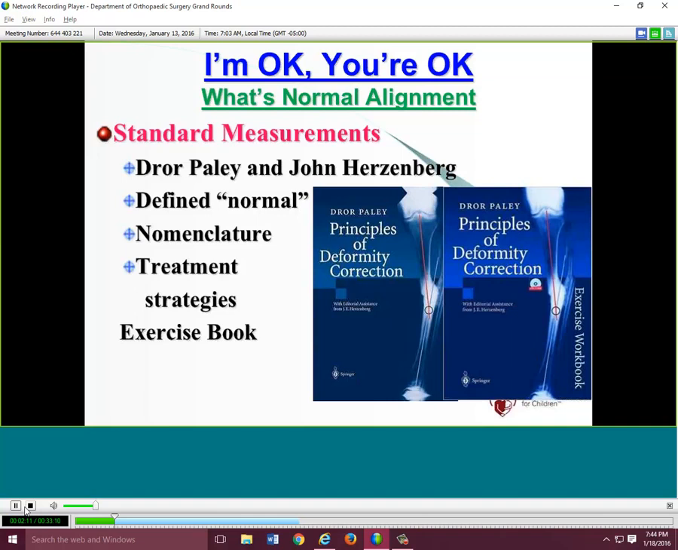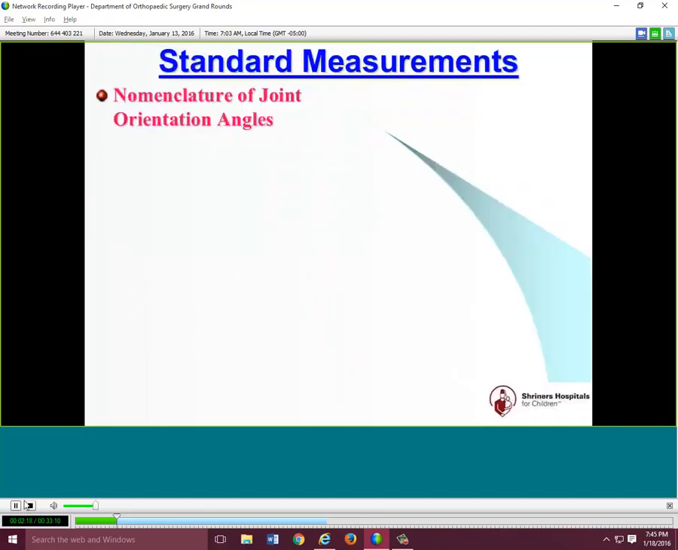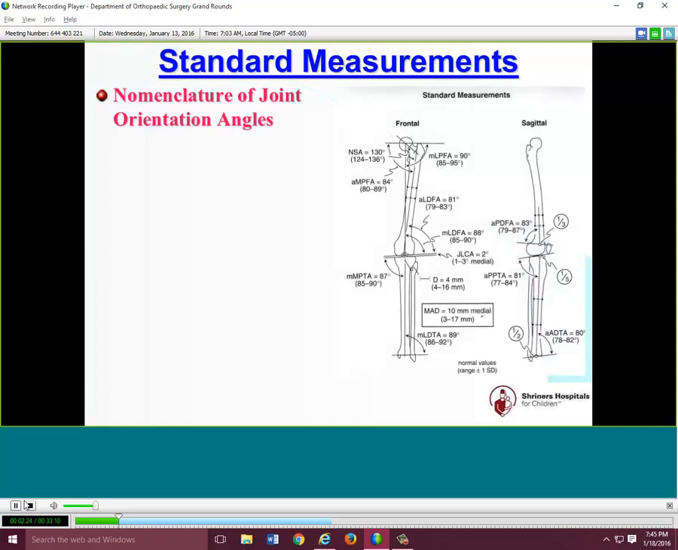There's this textbook, and there's a workbook that I use a lot and will be using during this talk. Also, when residents rotate with me, we always have a session where we actually pull out pens and paper and do some of these exercises together. Let's start talking about the nomenclature first. How do we actually talk about joints and limb alignment?